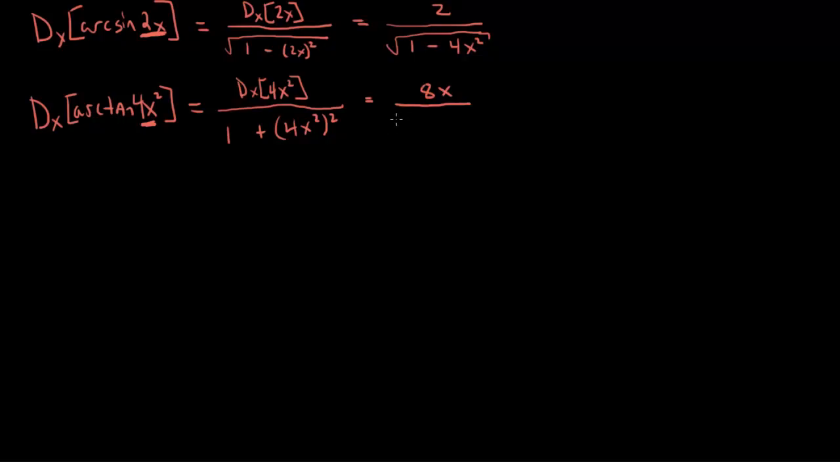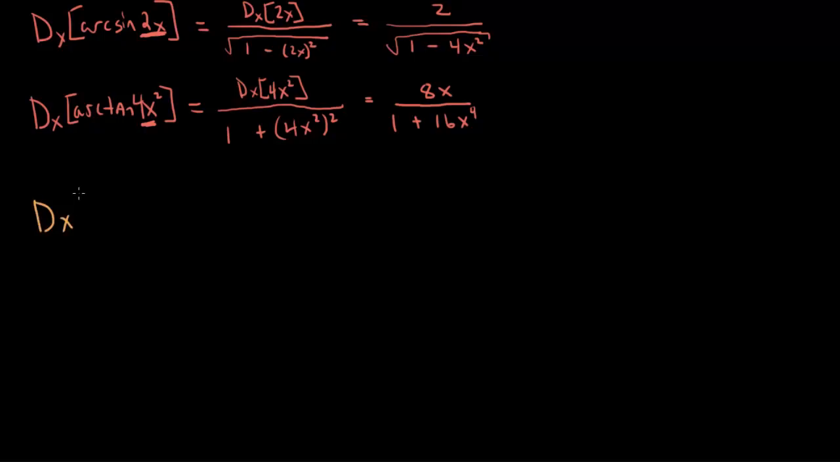And what's the denominator? That's just a slight bit of algebra there. That's 1 plus 4 squared, and then x squared squared. Yeah, 16x to the 4th. Again, super easy, guys. You just have to remember those 6 derivative formulas.